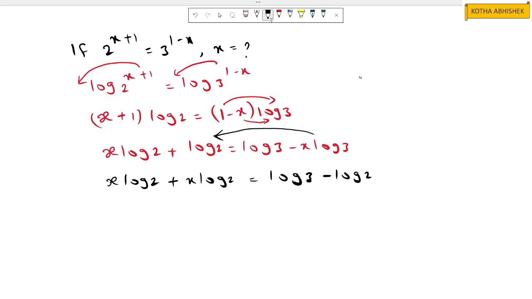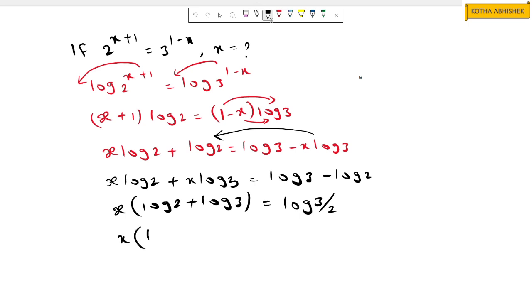Now here first term, second term, x is common, right? So I am taking it out, x common, then I will get log 2 plus log 3, close it, equals log 3 minus log 2. In logarithm, if subtraction is there, that will become division. So log 3 minus log 2 is log 3 by 2. x into log 2 plus log 3. In logarithms, addition will become multiplication. So log 2 3s are 6, which is equals log 3 by 2.